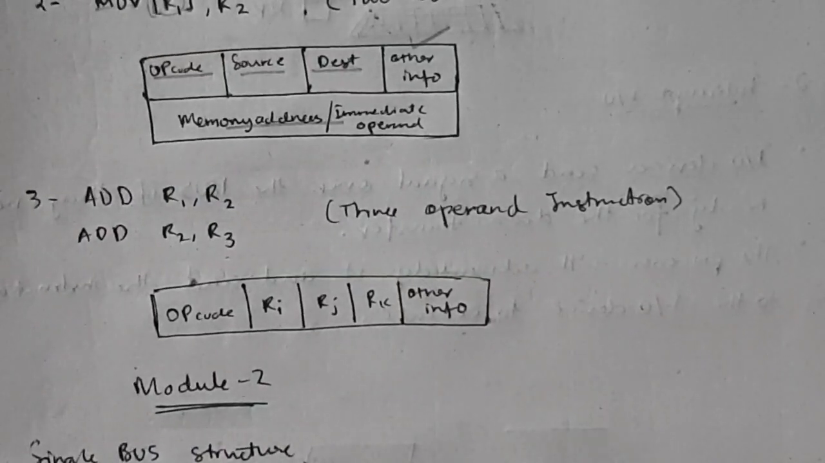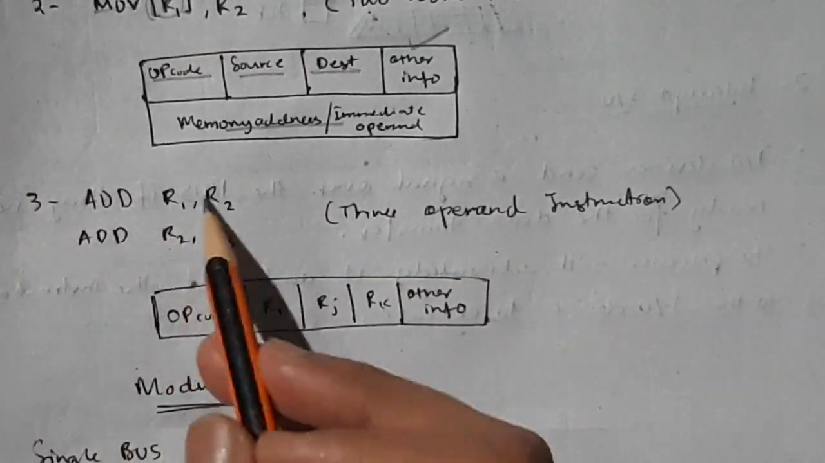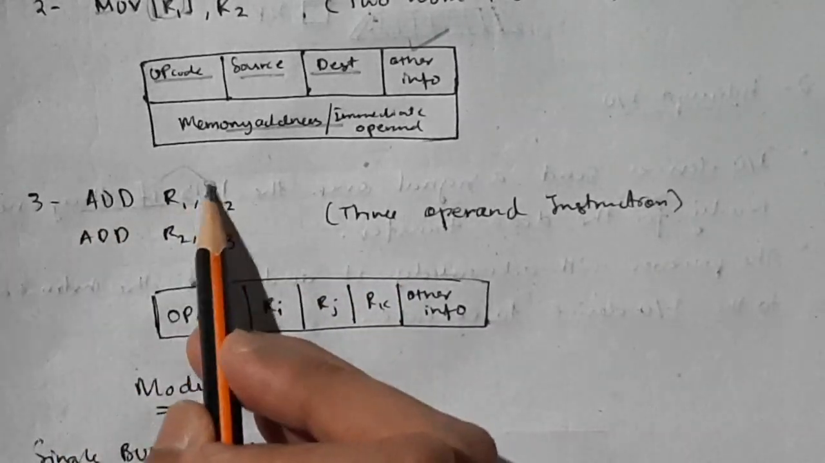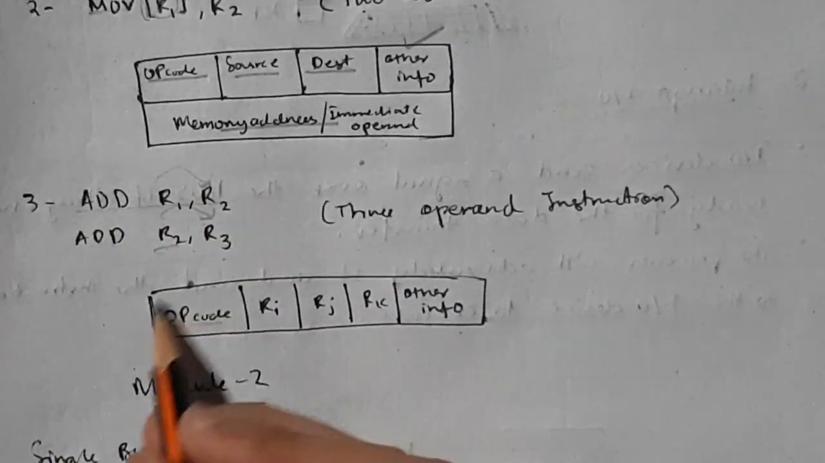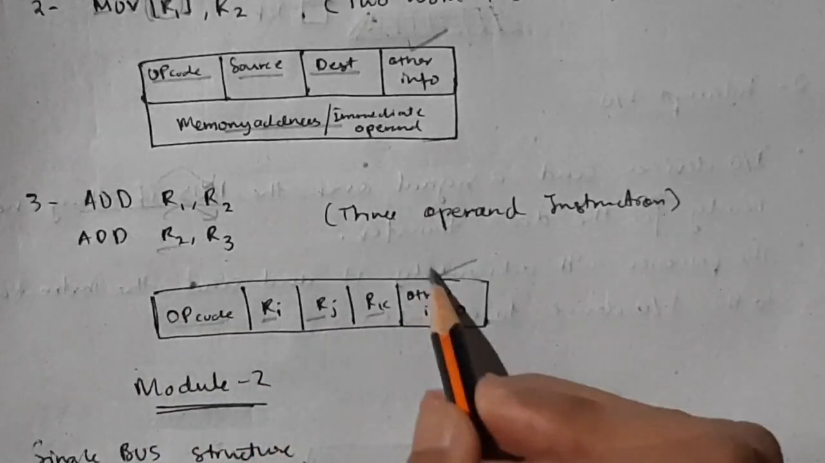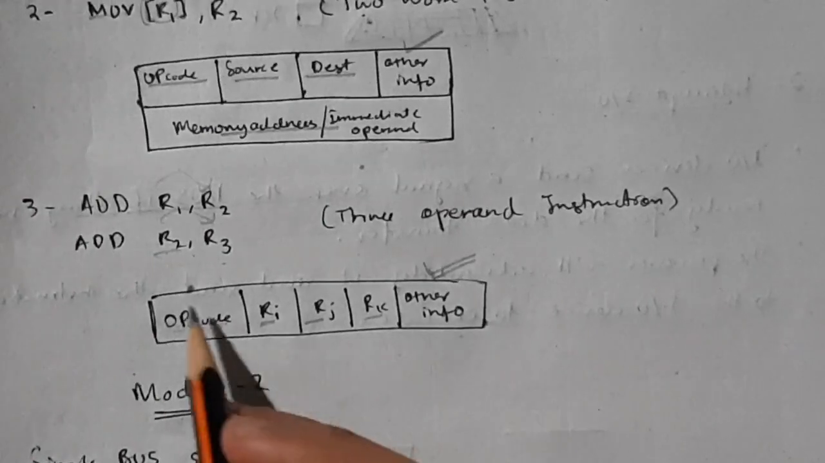And if I had to add 3 numbers which are R1, R2 and R3, what will I do? First I will add R1 to R2, then I will add R2 to R3. So for that we need opcode, R1, R2, R3 and other information such as condition codes and all will be stored in this fashion.